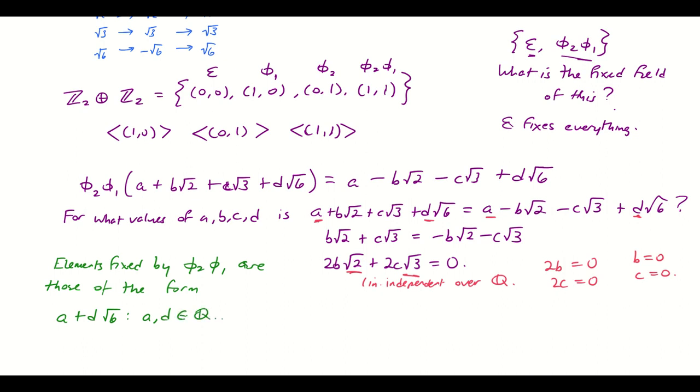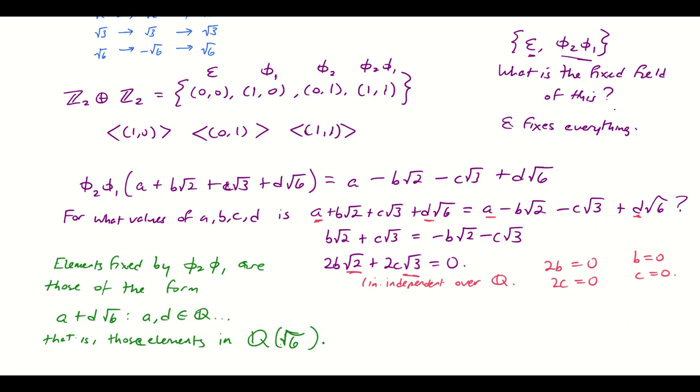In other words, those elements in Q adjoin the square root of 6, which is another field that wasn't part of our lattice picture in the last video, but it nonetheless was in the background. If we're thinking about Q adjoin root 2 and root 3, there is an extension field Q adjoin root 6 lying inside of that.